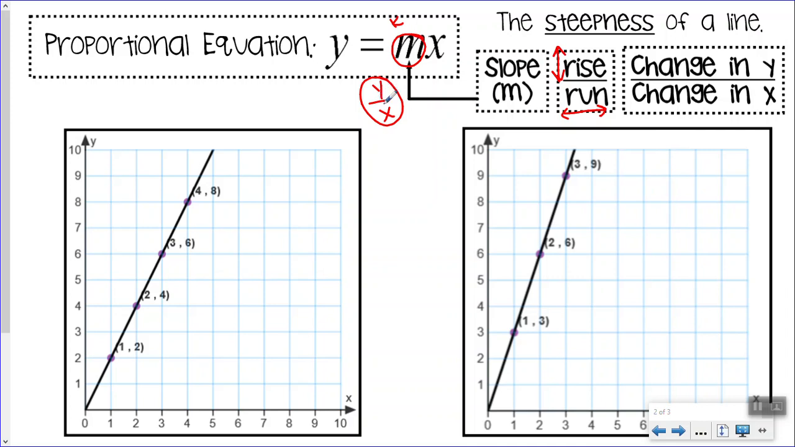This number, when applied in a graph, tells us about the steepness of a line. When we talk about steepness, we want to think about something like a mountain. If you're walking up a mountain that's really steep, it's really hard to go up. Whereas if you're walking along a relatively flat hill or a flat road, you're not really putting in a lot of effort to move.